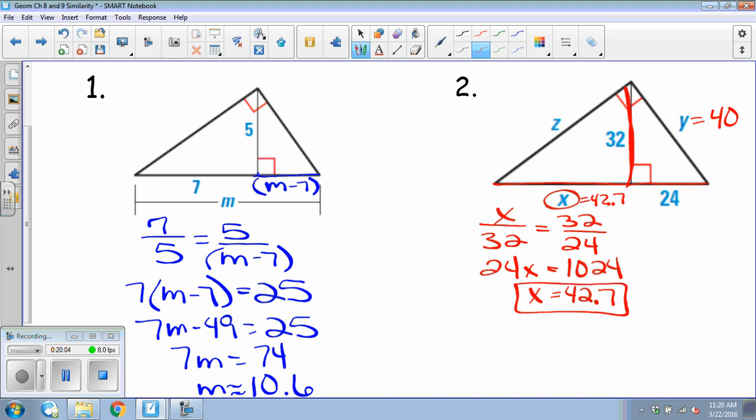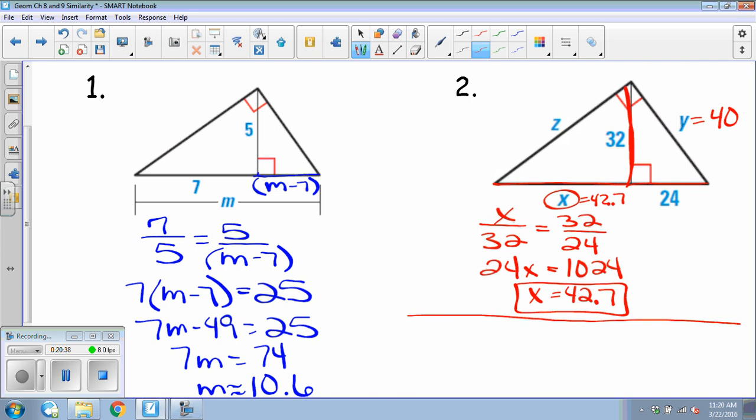Okay? Now, you have two options. You can use that value to use Pythagorean theorem to find z, or you can use one of the patterns. You can use the left-hand pattern to find z. Okay? So you can do 42.7 over z equals z over the whole thing, 66.7. Or you can use Pythagorean theorem. What did y'all choose? Pythagorean theorem. I think Pythagorean theorem is easier to use.